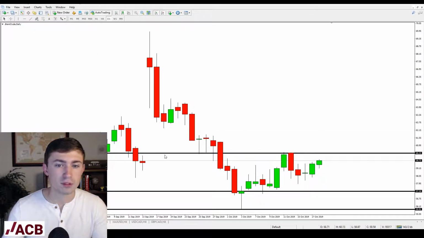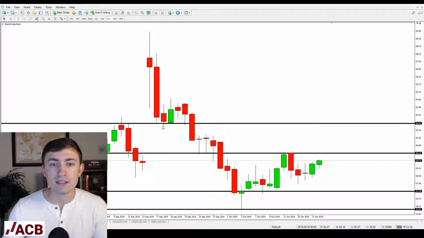You can see it's kind of a multiple top along the way here, and really if price can get through that area, your next level of support or resistance is going to be this area here. So these are some zones to look out for on Brent crude.